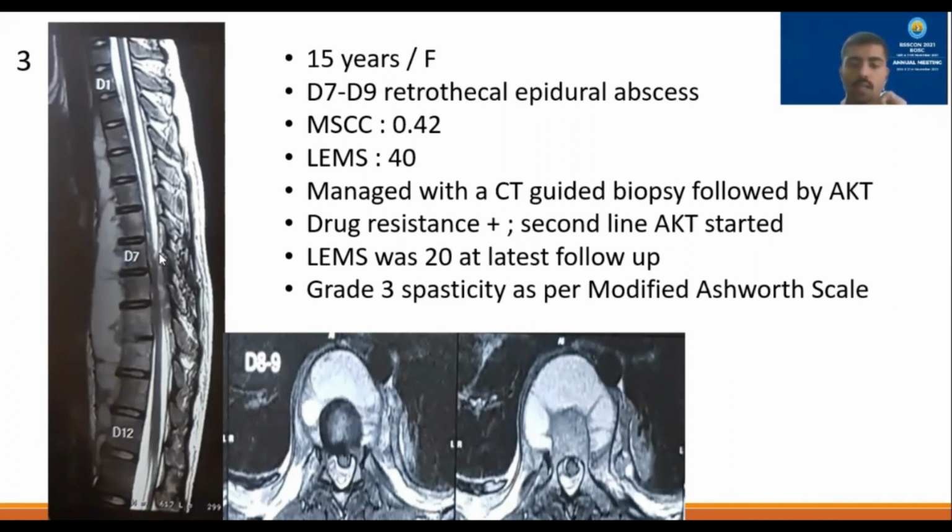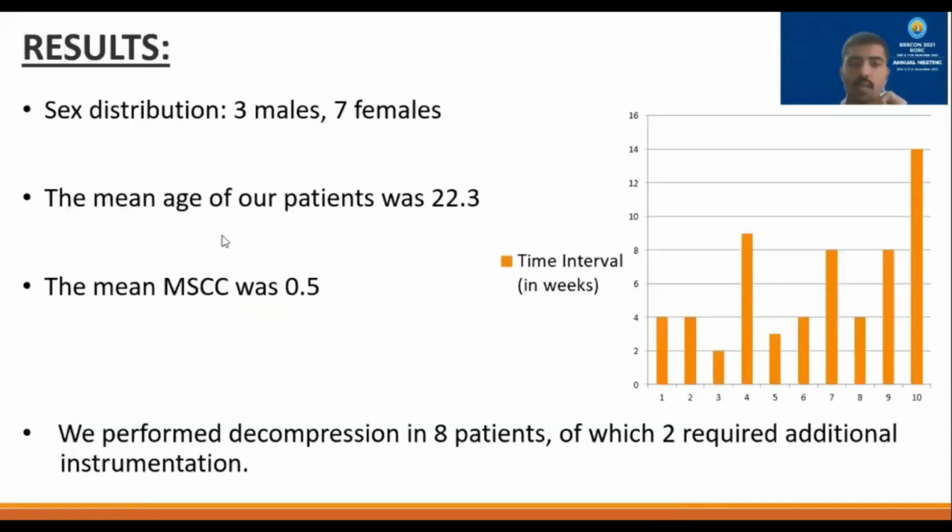Drug resistance was detected in the samples, following which second-line AKT was started. However, the patient defaulted after 3 months of chemotherapy. The LEMS was 20 at the latest follow-up and she had a grade 3 spasticity as per the modified Ashworth scale. We had 3 males and 7 females in our study.